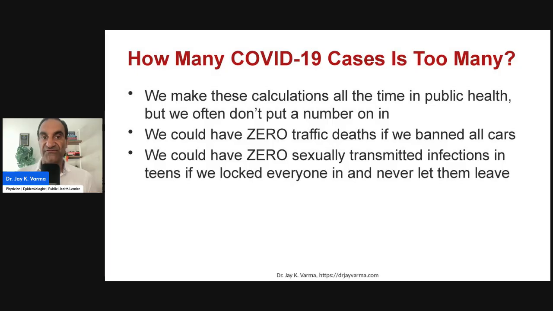So let's think about some obvious examples. We could actually have zero traffic deaths if we banned all cars, but that would mean that people couldn't use their cars for the things that they need them for all the time. We could have zero sexually transmitted infections in teenagers if we locked them up in their homes and never let them leave until they were an adult. But that's not acceptable. That's not practical. So how do we think about it? How do we think about this in a rational and clear way about how many cases of COVID or any other health condition is too many?